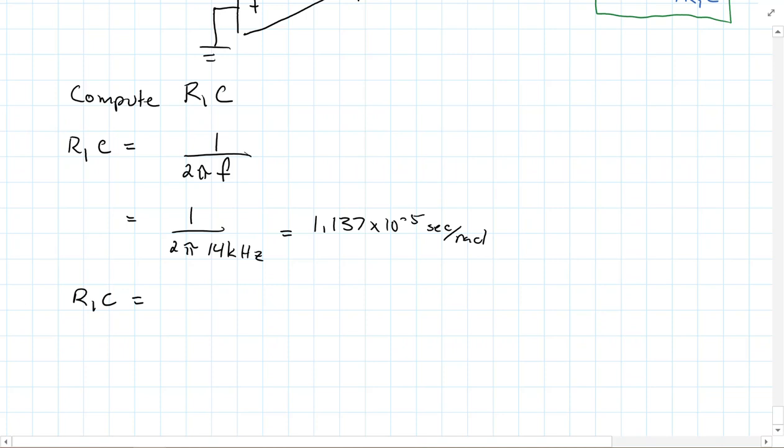So if I want this to the sixth here, I'll divide by 10. Wait a minute, let me think about this for a second. I don't know why I couldn't figure this conversion out. Maybe it's because it's early in the morning when I'm making this video. So this would convert to 11.37 microseconds per radian.